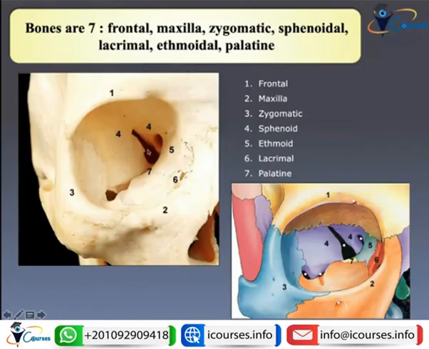So again, as we said, the orbit is made of 7 bones. So they are the frontal here, and the maxilla, number 2. Here is the maxilla, and the bone that joins the frontal and the maxilla is called the zygomatic bone. Then we have the sphenoid bone, the ethmoid bone, the lacrimal bone, and finally the smallest bone which shares in the formation of the orbit is called the palatine bone.